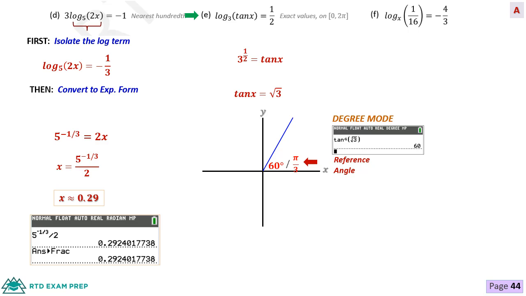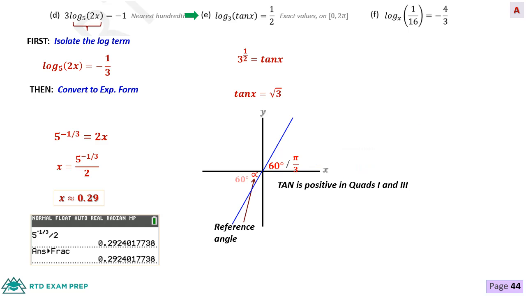But this is not our complete answer. This is only the reference angle. Which rotational angles have a reference angle of 60 degrees, or 1/3 of pi, and generate a positive tan ratio? Many students will be familiar with the CAST rule. This is a helpful way to remember in which quadrants which ratios are positive.